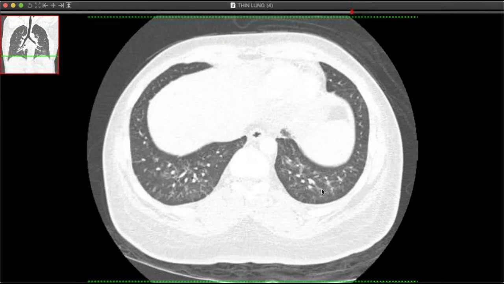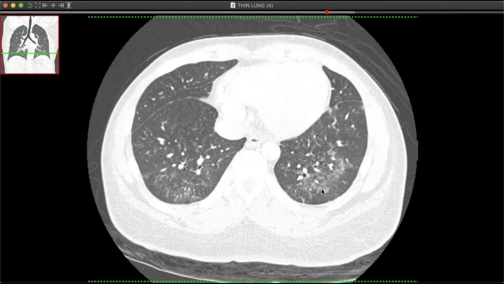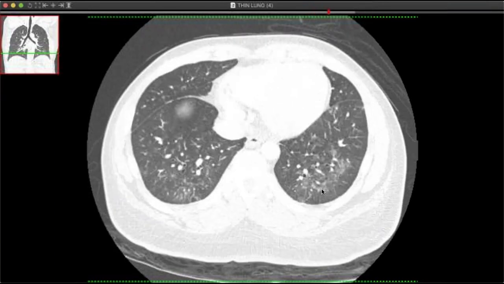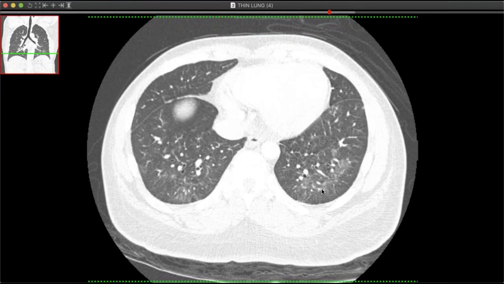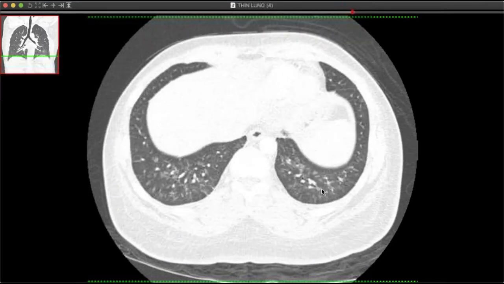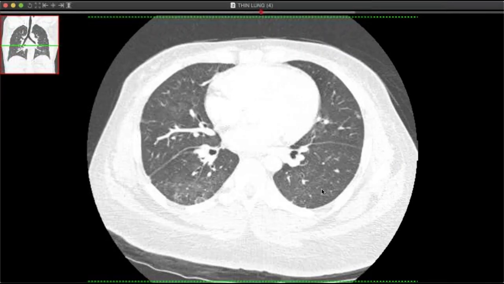So in the setting of lupus, you'd have to think about infection because of low levels of complement. You can think of lupus pneumonitis, which is sort of acute lung injury from immune complexes, pulmonary hemorrhage, or drug toxicity if she was on anything. And those would be the major considerations.